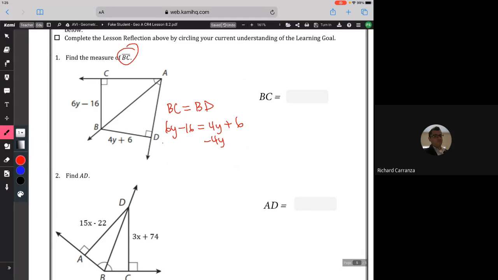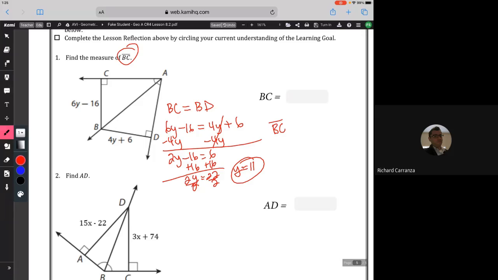And I'm going to go ahead and subtract 4y from both sides. You end up with 2y minus 16 is equal to 6. Add 16 to both sides. 2y is equal to 22. And then divide both sides by 2. And you end up with y is equal to 11. Always remember, they're not looking for y, they're looking for BC.